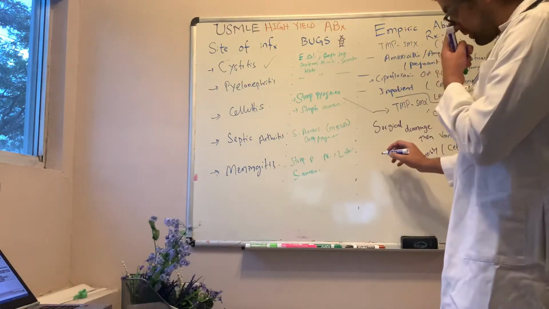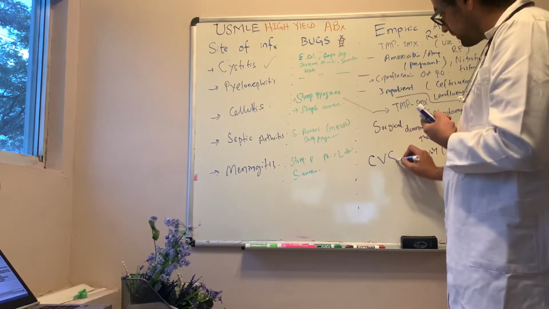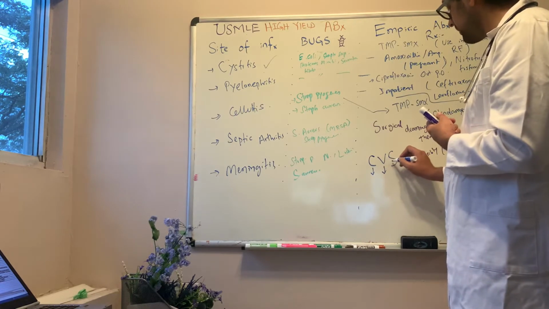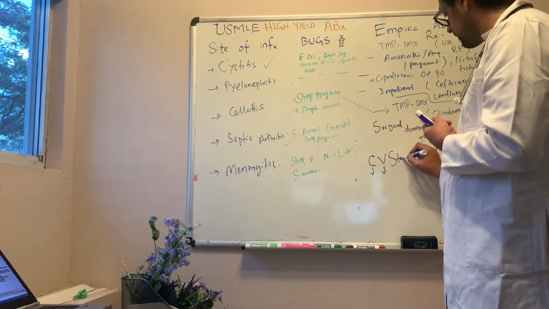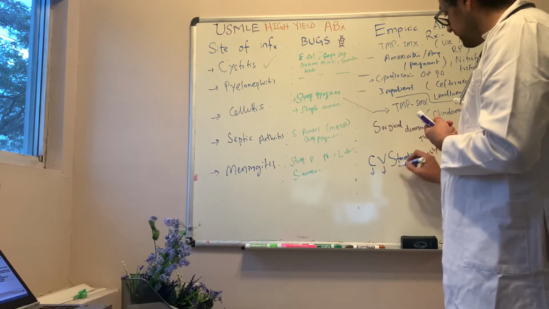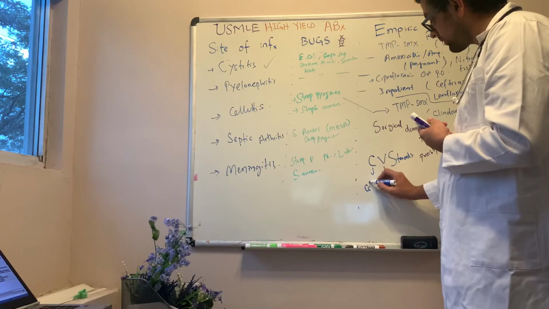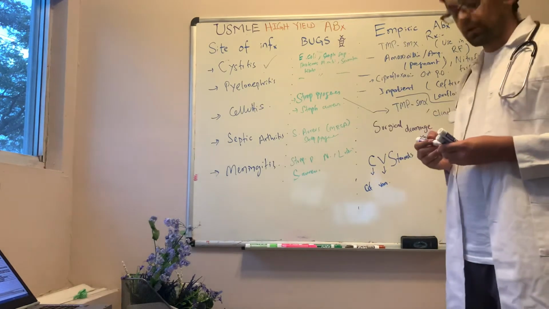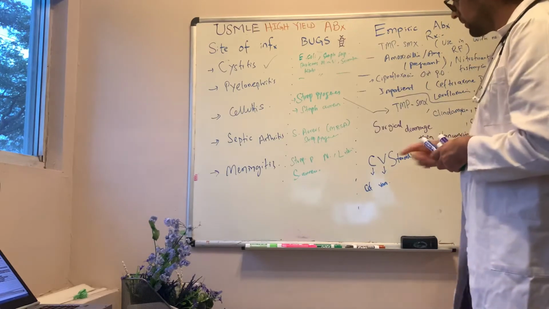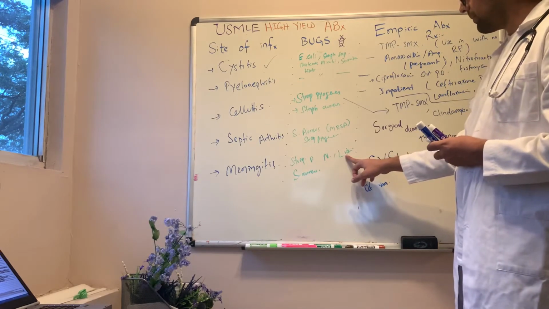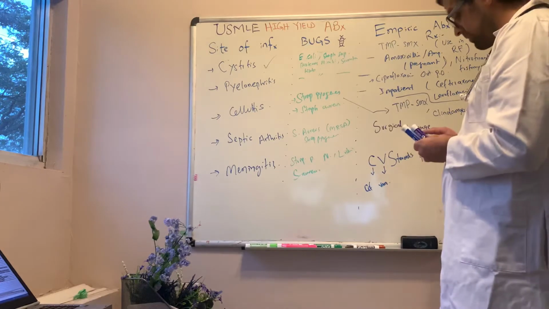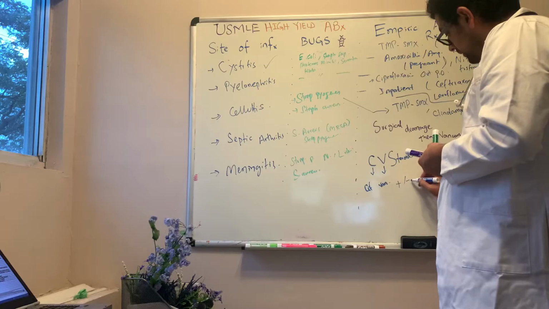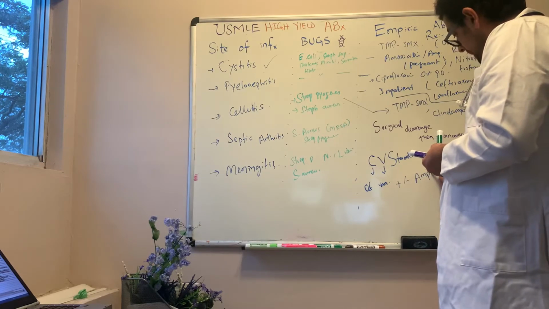So I made a mnemonic, CVS, like a CVS pharmacy. So think about ceftriaxone, vancomycin, and plus or minus steroids to decrease the inflammation of the meninges. This is ceftriaxone, vancomycin, and in order to cover Listeria in an elderly patient, you can add plus or minus ampicillin.